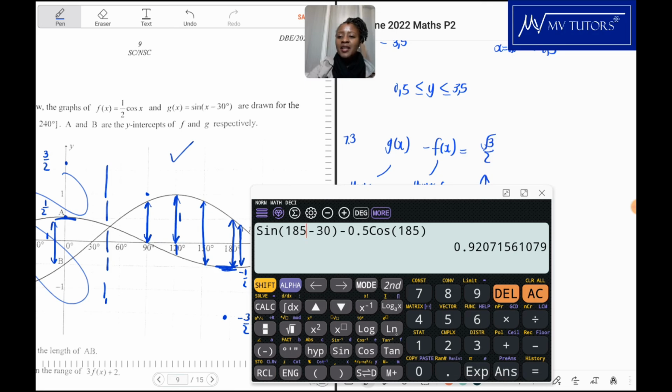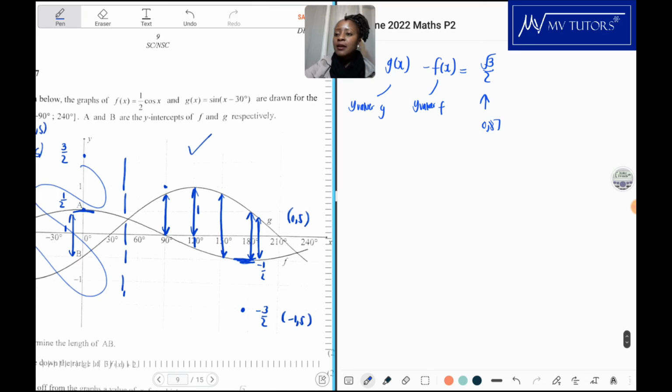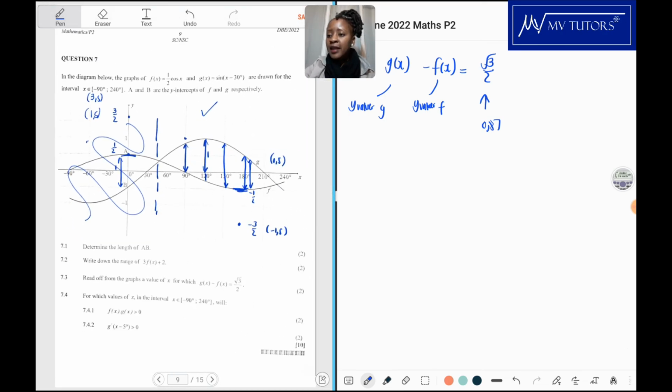Yeah, 185 and 190. Yo, look at me wasting your time. Okay, guys, you can go to the next question. Almost there. But basically 185 and 190. There lies your solution. So basically what values of x will give you that?